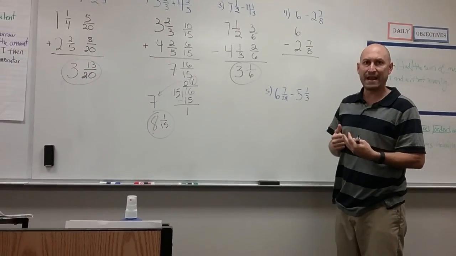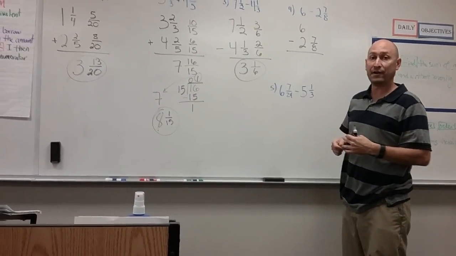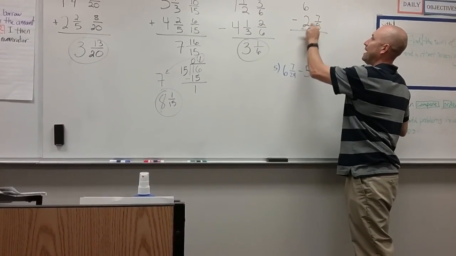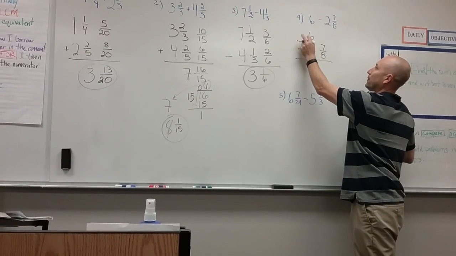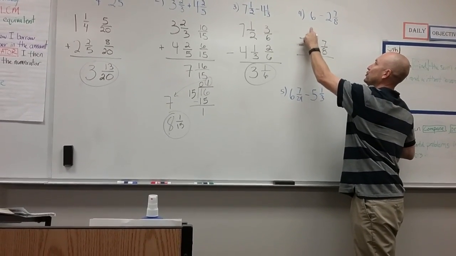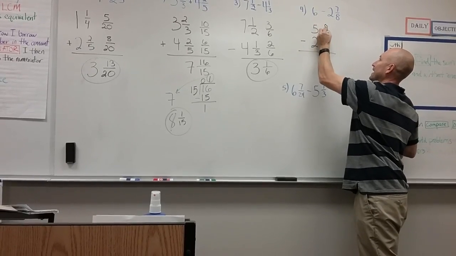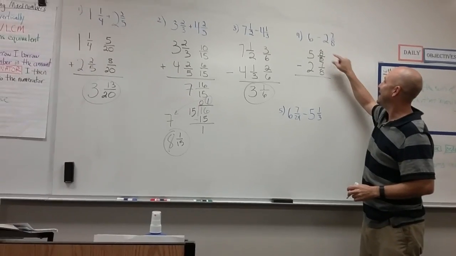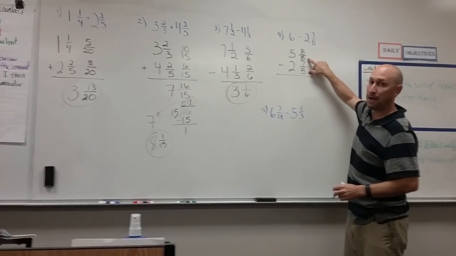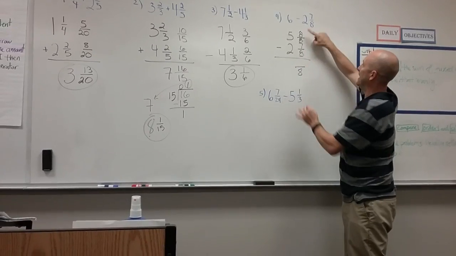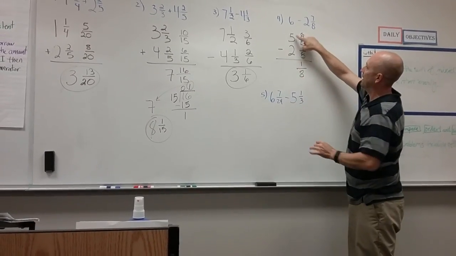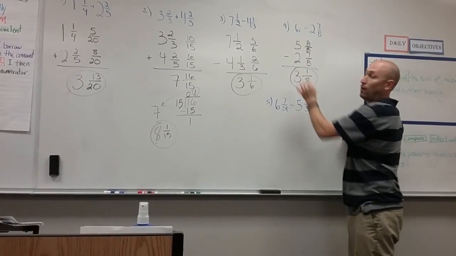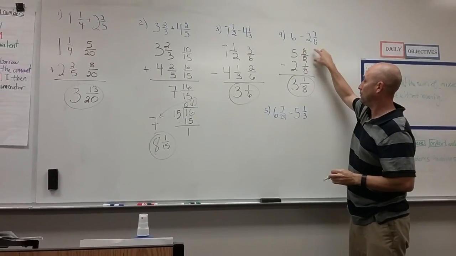I'm gonna have to rename that 6. I'm gonna make it have the same value, but turn it into a whole number. So what I do is I look at the denominator, I know that that's 8. So when I convert 6, I'm gonna change it to 5 and 8/8. 5 and 8/8 is the same as 6 because 8/8 is equal to 1. Now, my denominator is alike already. 8 minus 7 is 1, and 5 minus 2 is 3. So I had to rename the whole number on that one in order to make it work.